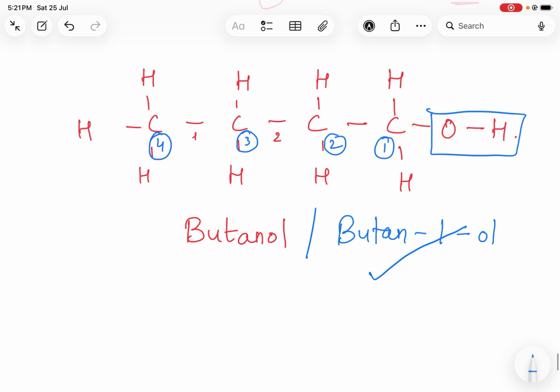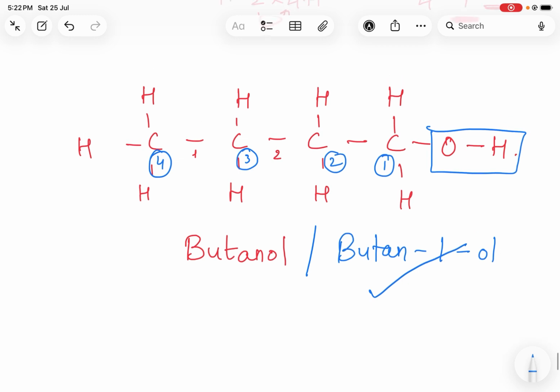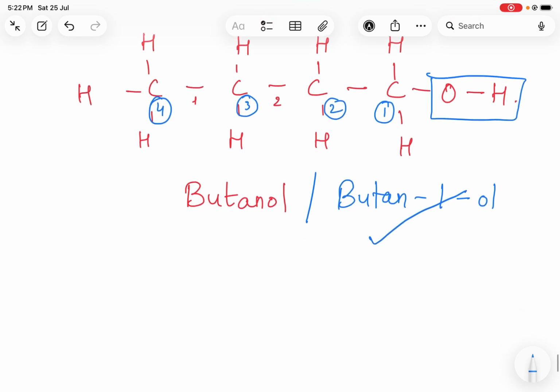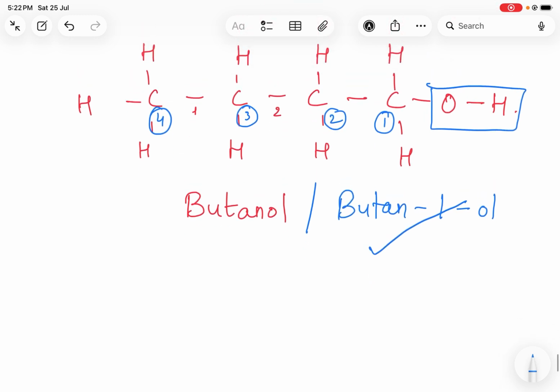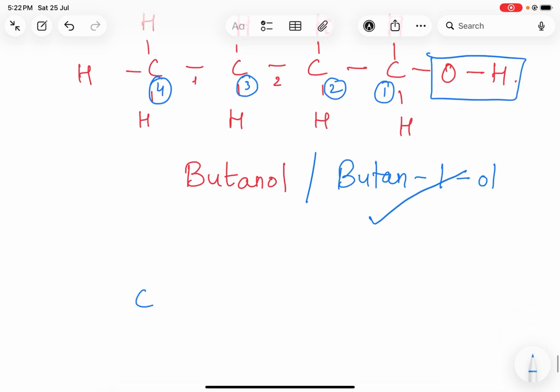Now I have another possibility here, which is that I can shift the OH group to the second carbon atom. So I'll just write the carbons: 1, 2, 3, and 4. Everywhere I will just put bonds. Now I'll put my OH bond on the second carbon atom and hydrogens everywhere.